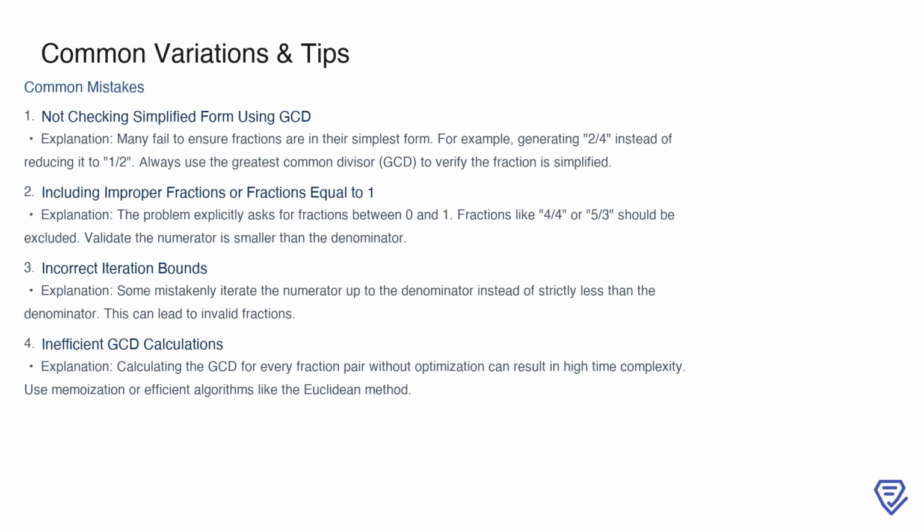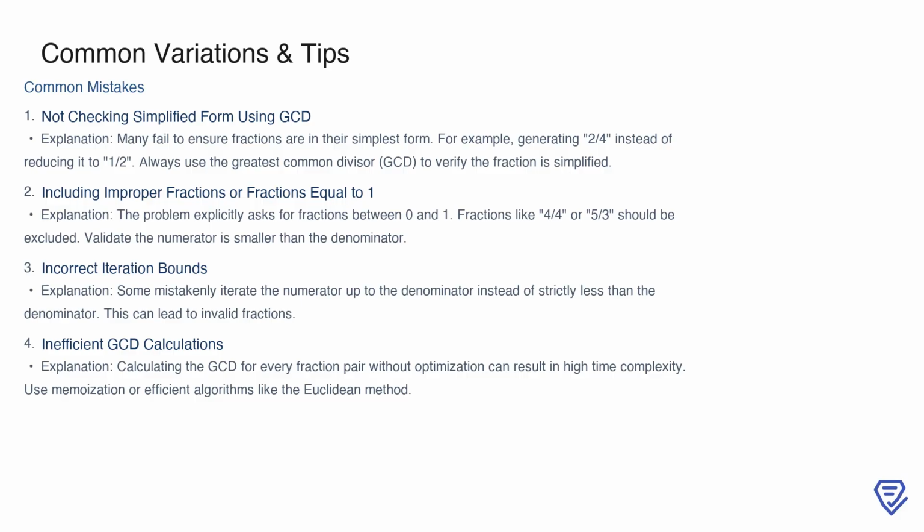A common source of mistakes in solving this problem is failing to check if a fraction is in its simplest form. For instance, if you generate 2/4, it should be reduced to 1/2 by using the greatest common divisor, or GCD. Without this step, your solution might produce duplicates or incorrect results. Another issue is including improper fractions or those equal to 1. The problem specifies that only fractions between 0 and 1 are valid, so entries like 4/4 or 5/3 must be excluded. To ensure this, always validate that the numerator is smaller than the denominator.